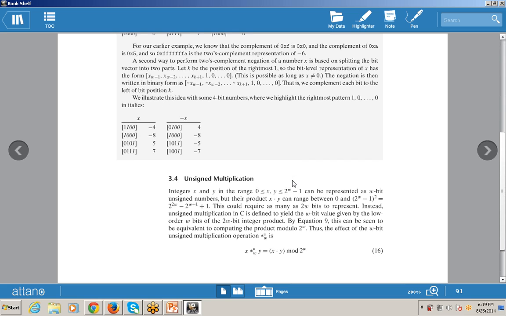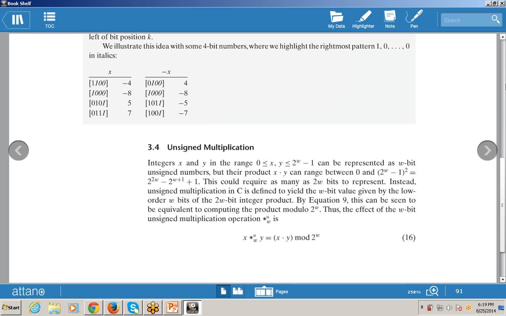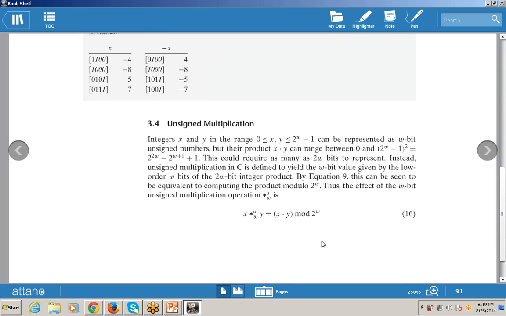This is the topic of how we can multiply. Simply note down this formula. This is the main formula: x times_UW y equals x times y mod 2^w. Simply remember this formula, nothing else.